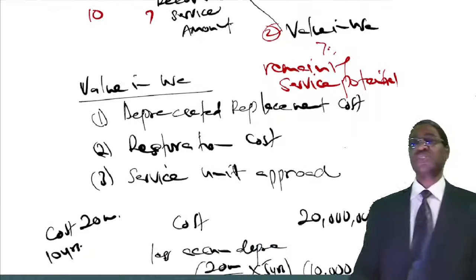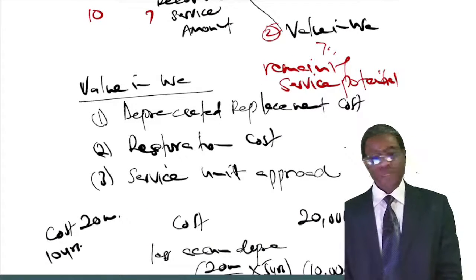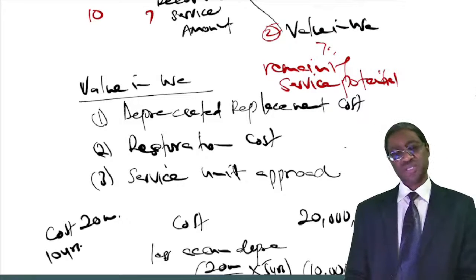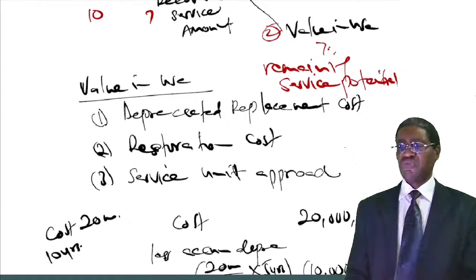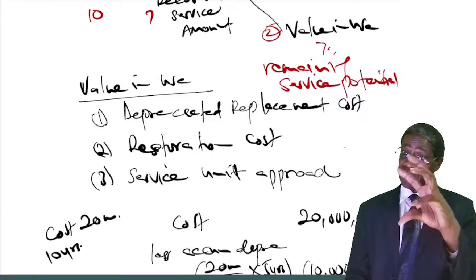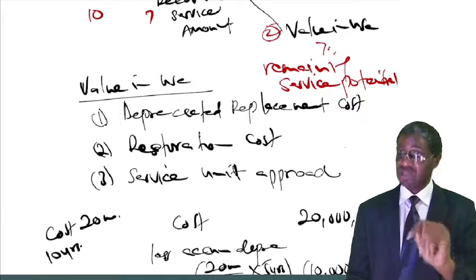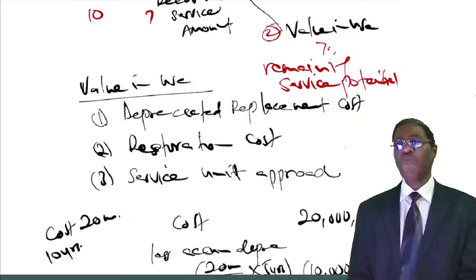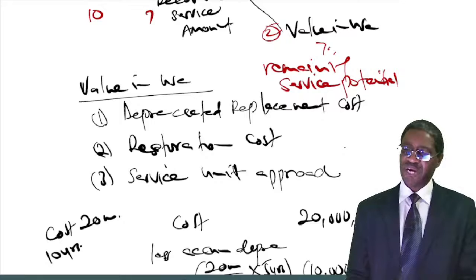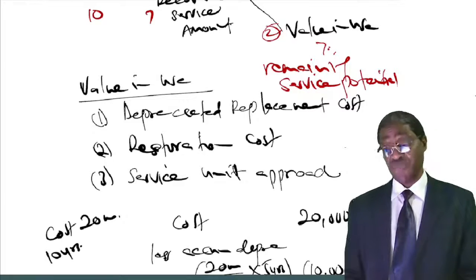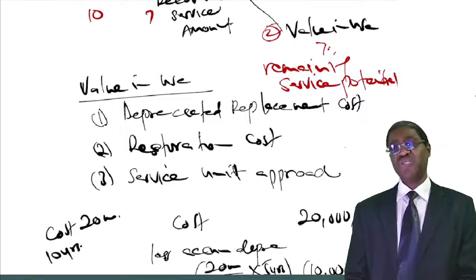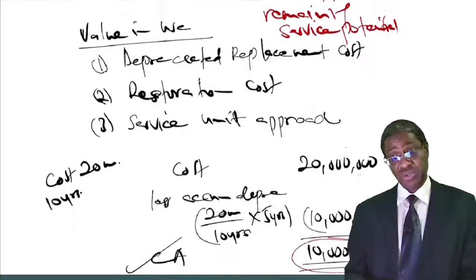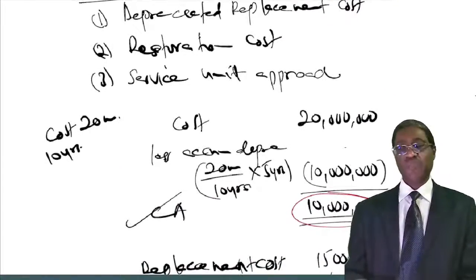Pick another paragraph. Value in use is the present value of the remaining service potential. Don't forget, we are still discussing under IPSAS number 21. Value in use is the present value of the remaining service potential.